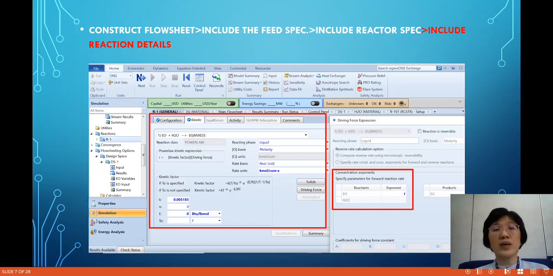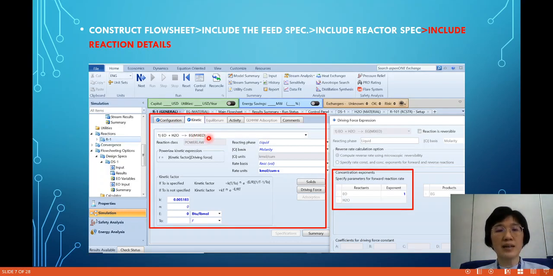Next is to include the reaction details. We are having only one reaction, which is hydration of ethylene oxide to produce ethylene glycol. So just include the chemical equation accordingly. So this is a chemical equation. You have to include the chemical equation in the configuration section.